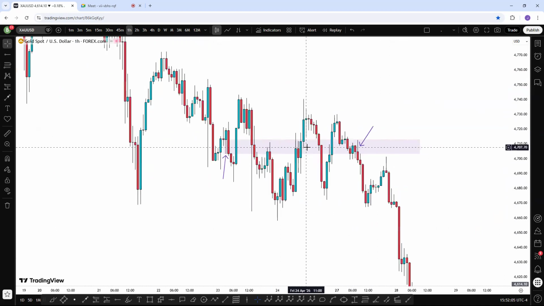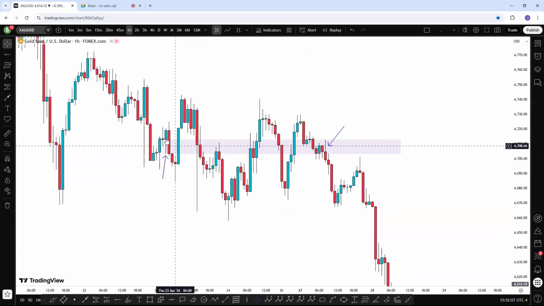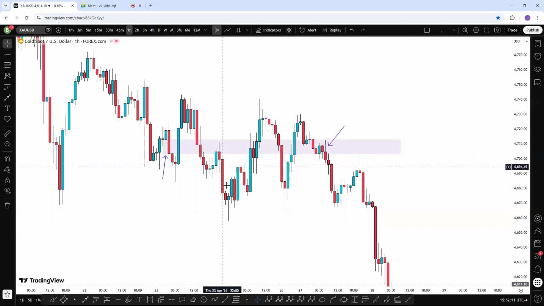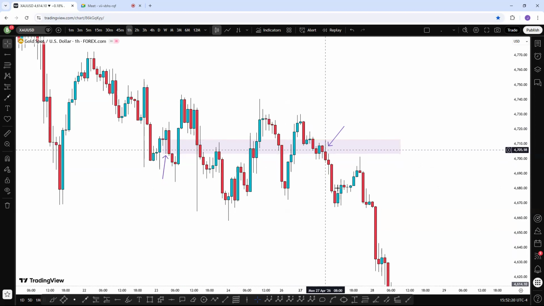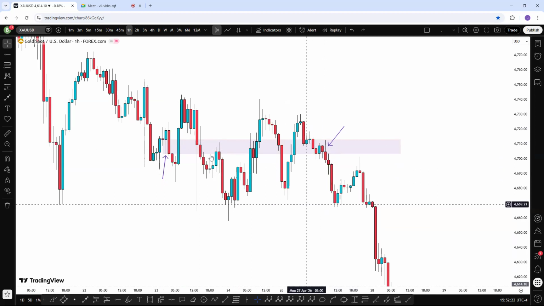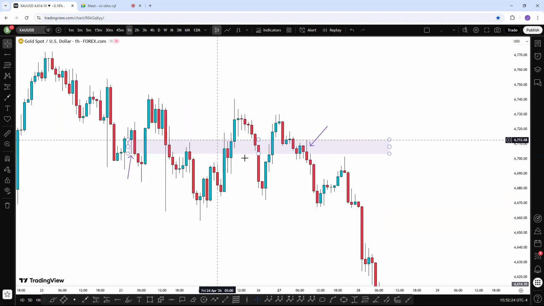You have to mark it. You have to see the source of the move. Look, manipulation, another manipulation, trade lower, another manipulation forming the zone. Then we are going down. That's how it is.